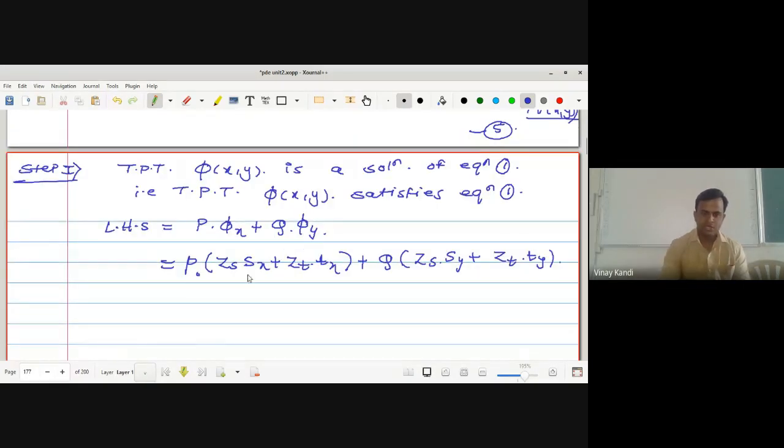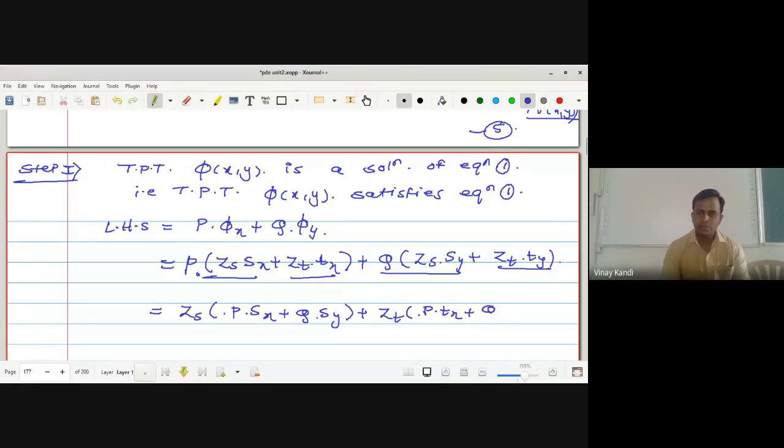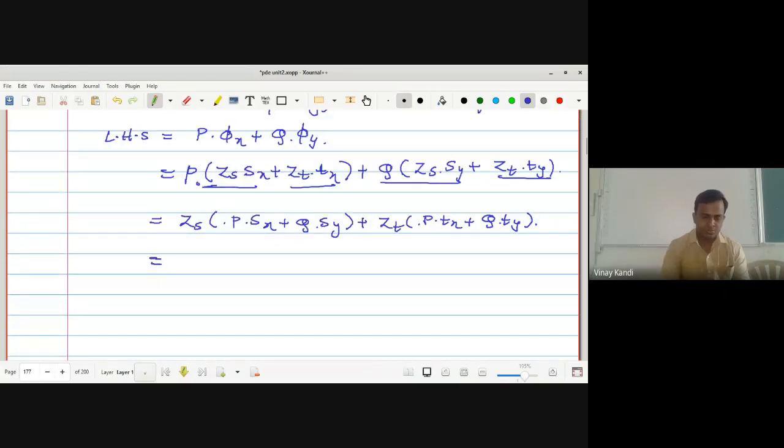Okay, now taking zs as common from these two, which is equal to zs into p into sx plus q into sy, plus now taking zt common from these two, zt into p into tx plus q into ty. Okay, which is equal to zs into... What is the meaning of p? Dx by dt, that is xt.